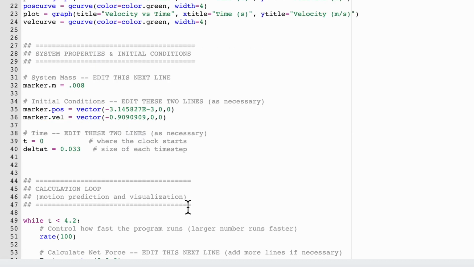Here we set the initial time to 0 and delta t as 0.033 because this is the amount of time between each time step in the experiment. We also set our calculation loop to go while t is less than 4.2 because this is how long we go in our experiment.